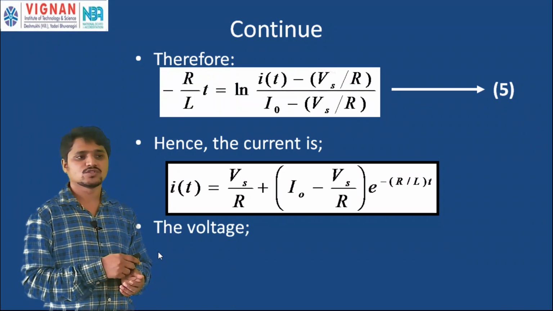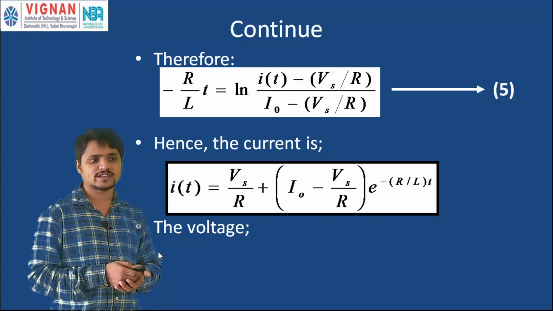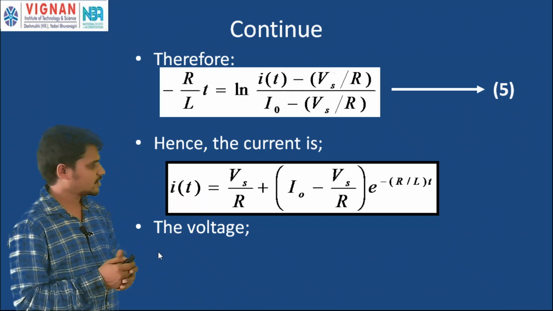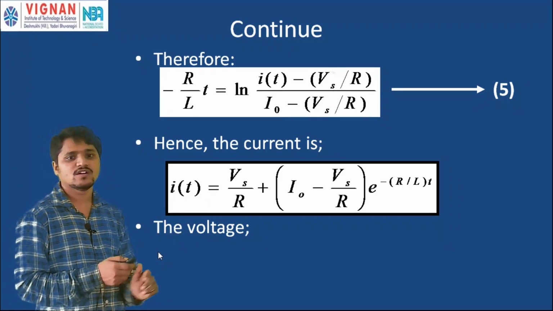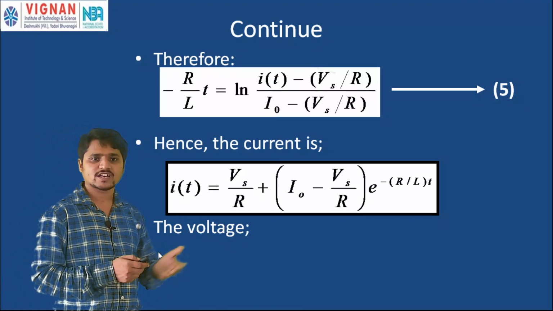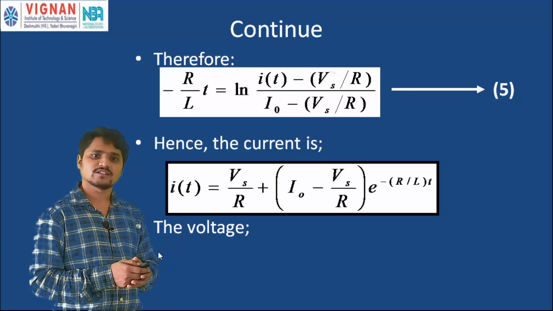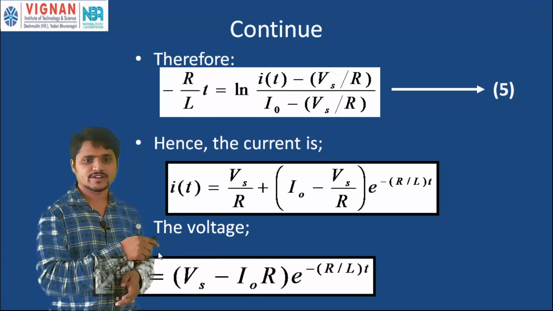Once you find the current in the inductor-resistor circuit, it is easy to find the voltages. That is, the voltage across the resistor is i into R, and the voltage across the inductor is L into di by dt.